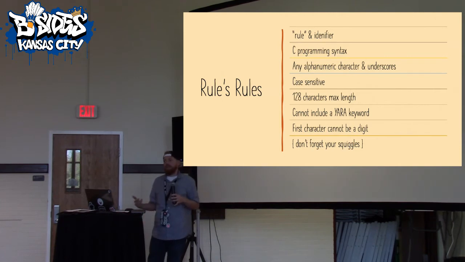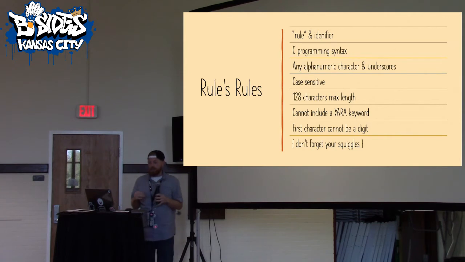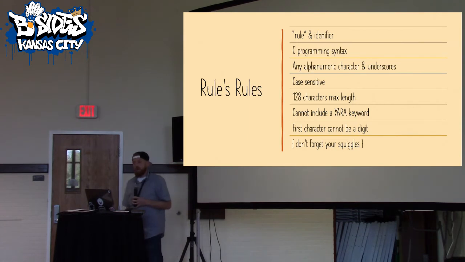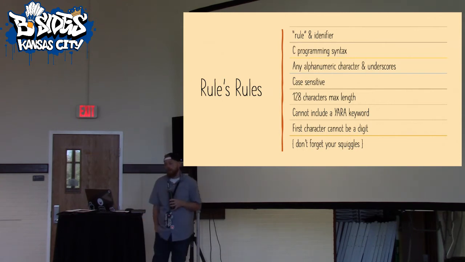It's in C programming syntax, so you've got to understand the camel case and underscores and things like that, or using them a certain way. It can use any alphanumeric character, and it can have underscores, but it cannot start with a digit. The rule name cannot start with a digit. There are keywords in YARA that are reserved for the YARA engine, so you cannot use them within your rule name, and we'll talk about those in a bit.